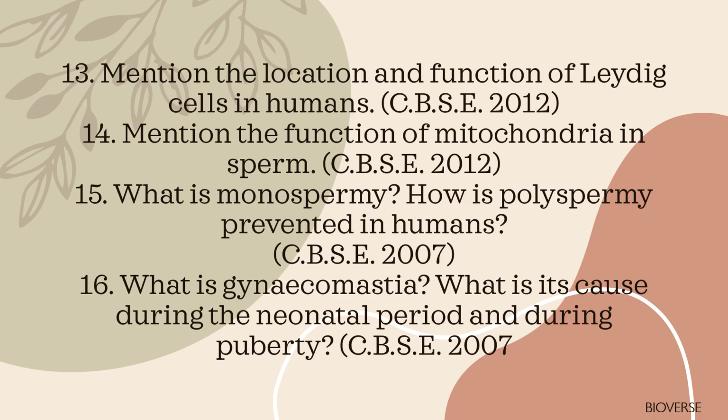Monospermy is the fertilization of an ovum by a single sperm. Polyspermy is prevented by the cortical reaction, which forms a fertilization membrane that blocks the entry of additional sperms. Question 16. What is gynecomastia? What is its cause during the neonatal period and during puberty?